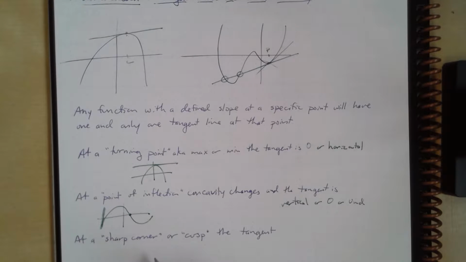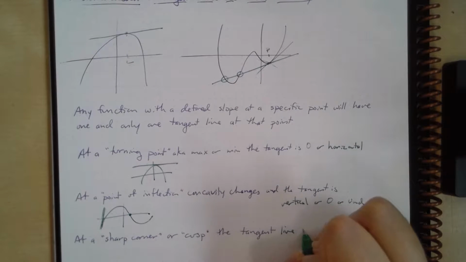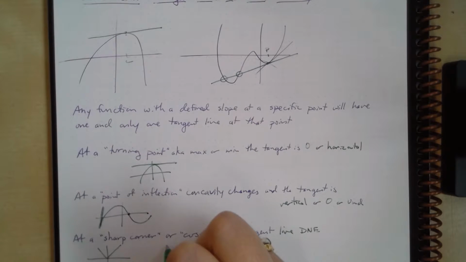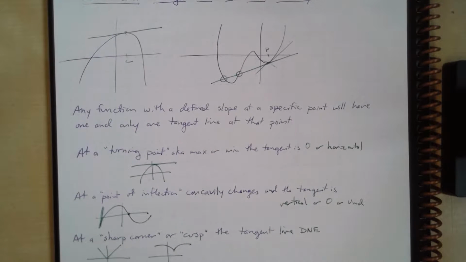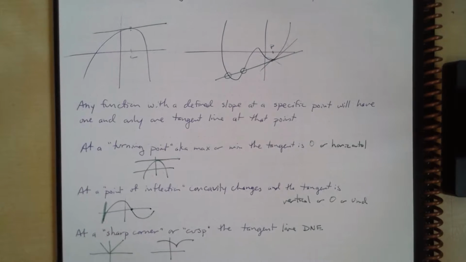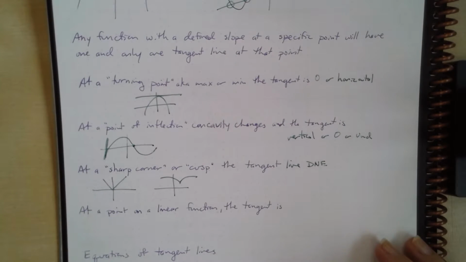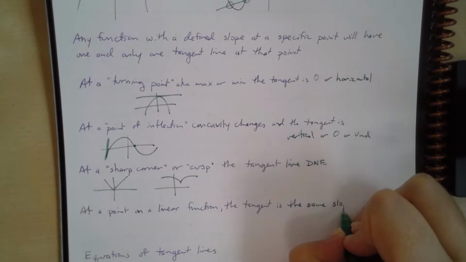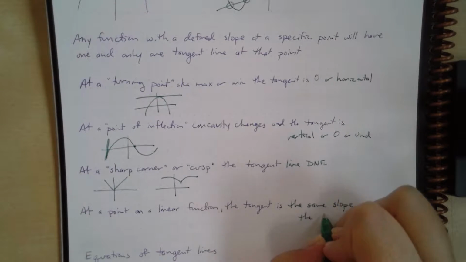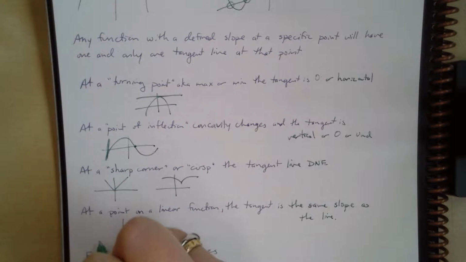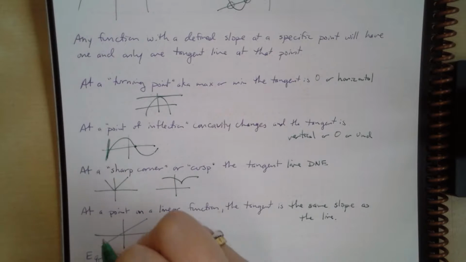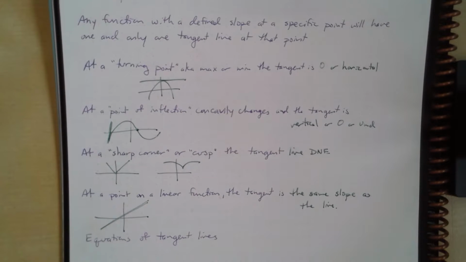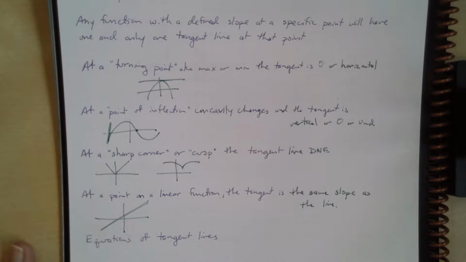Now, if there's a sharp corner or a cusp, the tangent line does not exist. That would be if we had an absolute value function. You're familiar with that. Or if you had a function that looked something like this, that's like a cusp. There is no tangent line there. It does not actually exist. And at a point on a linear function, the tangent line has the same slope as the line itself. If you have a graph and then you draw a linear function, the tangent line is just itself again. You can see I tried to draw it a little bit separate, but it's basically the same line.